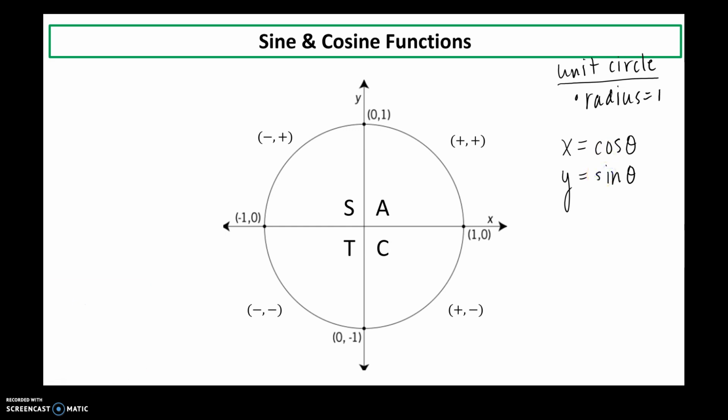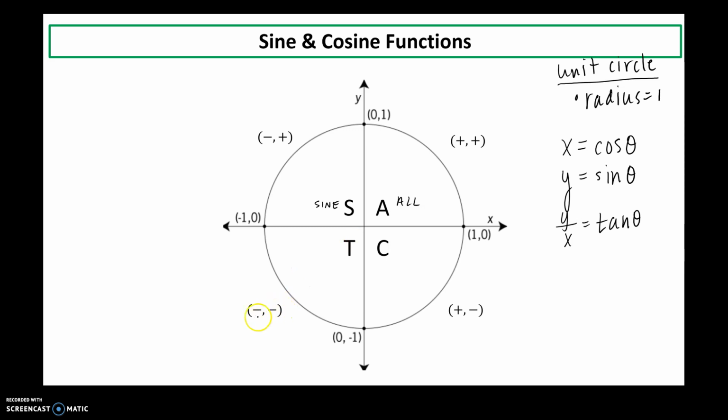Okay, so in the first quadrant, since x and y are both positive, then my cosine function is positive, my sine function is positive, and my tangent function would also be positive. So this A represents that all trig functions are positive in the first quadrant. In the second quadrant, x coordinate is negative, y coordinate is positive. So the S stands for the fact that only the sine function is positive in the second quadrant.